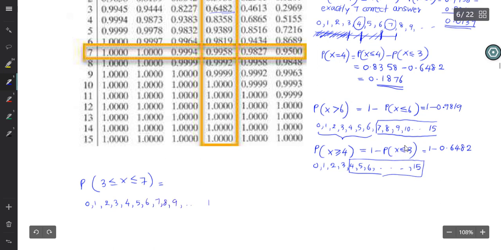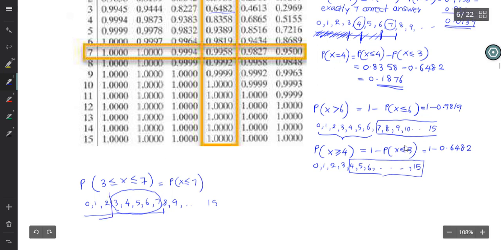Goes up to 15. You need 3 up to 7, including them. See the equal sign. So you need everything: 3, 4, 5, 6, 7. Now how do you read the table? If you read up to 7, you get everything from 0 up to 7. Right? Then you have to get rid of unnecessary values.